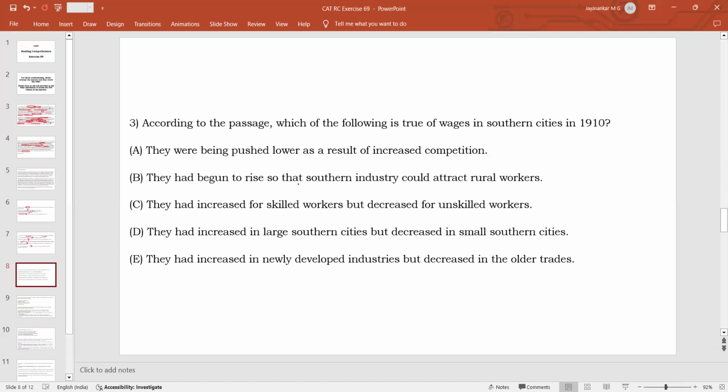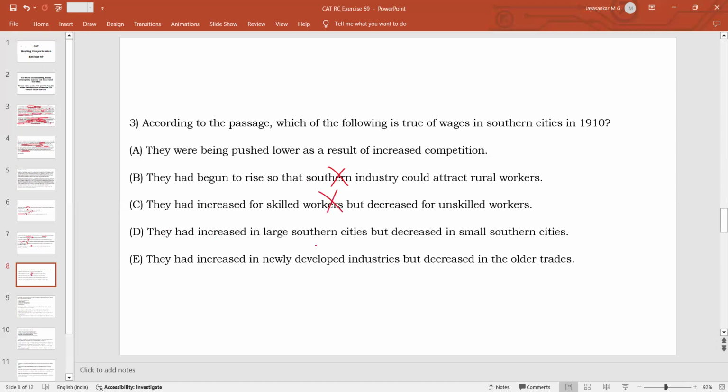They had begun to rise. No, the wages of southern cities were not rising. If they were not rising, why would the city workers want to migrate to the north? So, wrong. Option C, they had increased for skilled workers but decreased for unskilled workers. Again, wrong. The passage very clearly says, in the third paragraph, that both the skilled workers as well as the unskilled workers were facing problems. So that is wrong.